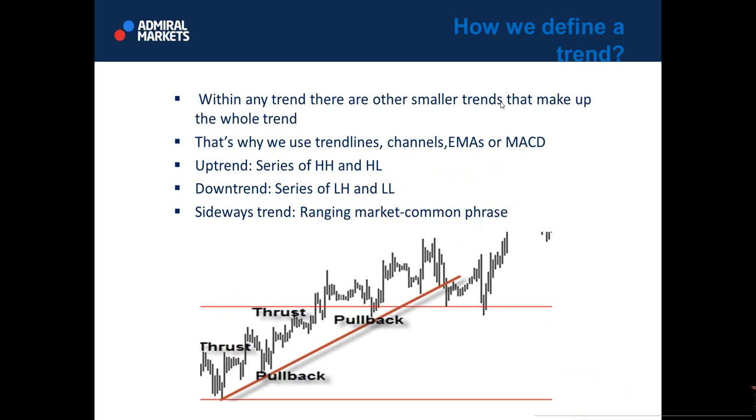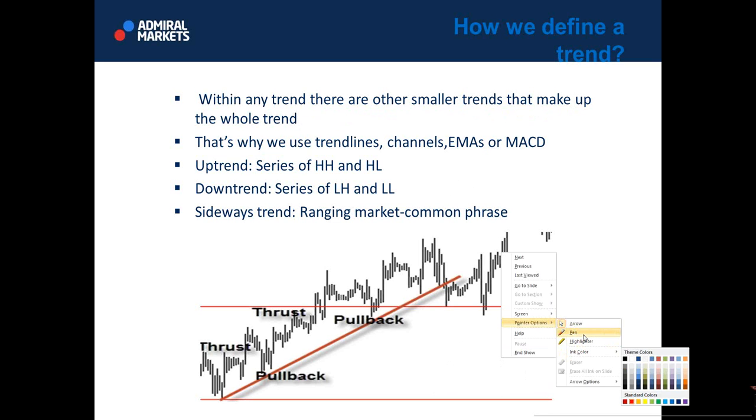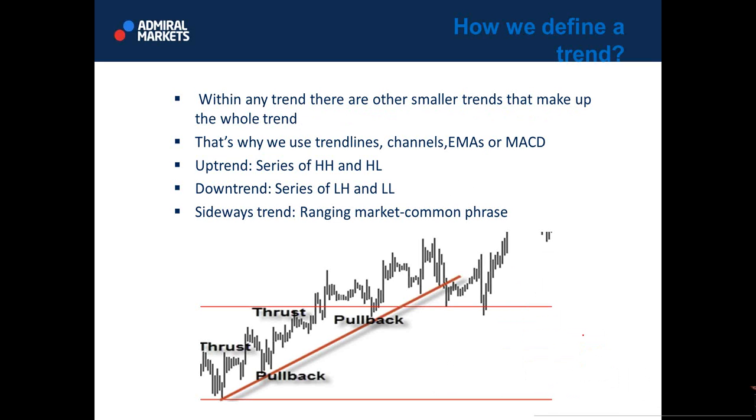How do we define a trend? Within any trend, there are other smaller trends that make up the whole trend. As you know, I define a trend as a series of thrusts and pullbacks. So this is thrust, this is pullback, this is thrust, this is pullback, this is thrust, this is pullback.